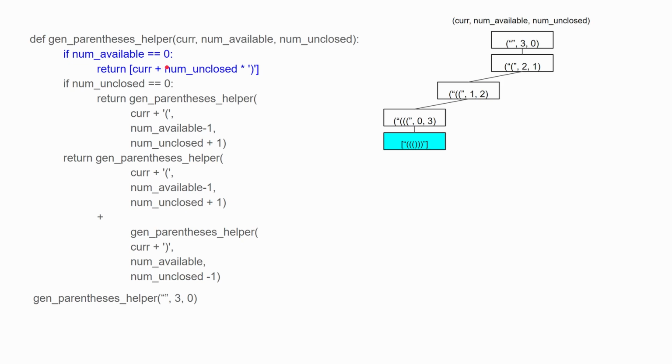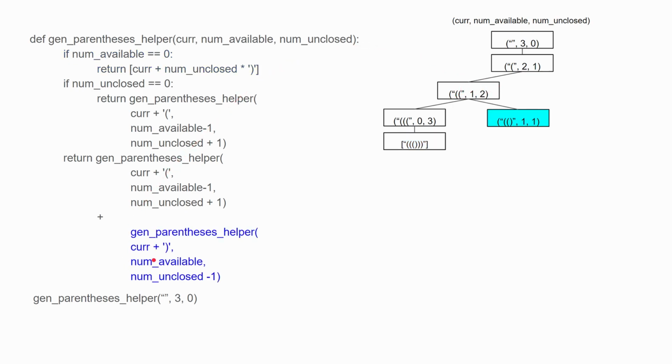And I'll then add the amount of not closed left brackets and then close them by adding right brackets. And that makes it so all 6 brackets are used, and it will return that. Then backtrack to over here on the tree to process the other option of adding a right bracket for this.